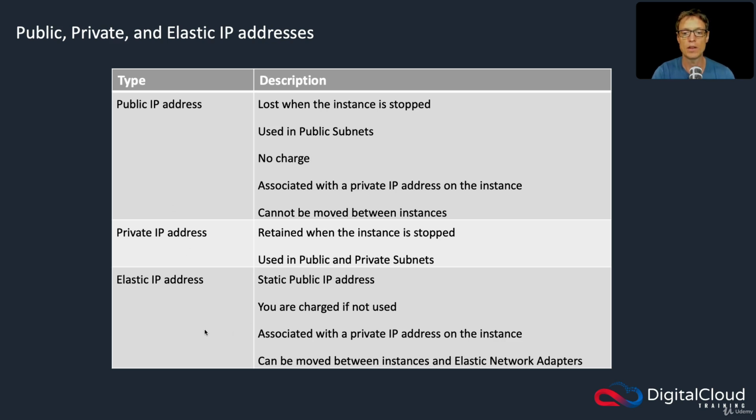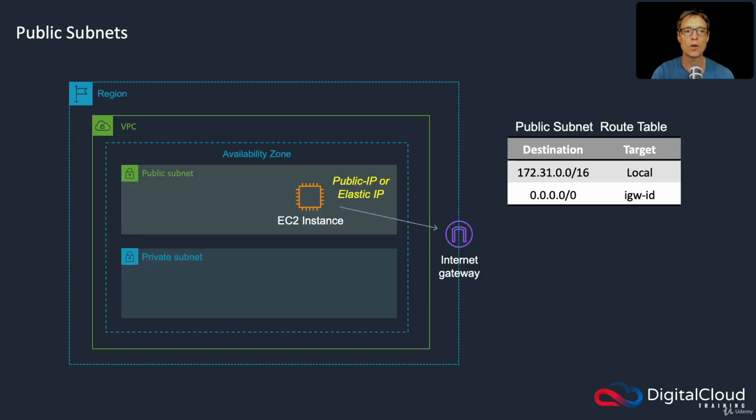And just like the public address, it actually gets associated to a private address on your instance. Now, you can move these between instances, so between the network cards that are attached to the instances, which in the AWS world are known as elastic network adapters. That means, for instance, you can mask the failure of an instance by moving its IP address to another running instance. Let's now have a quick look at the subnets and how we connect from our subnets to the internet.